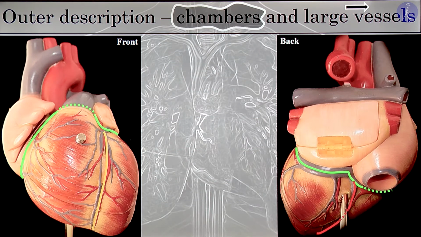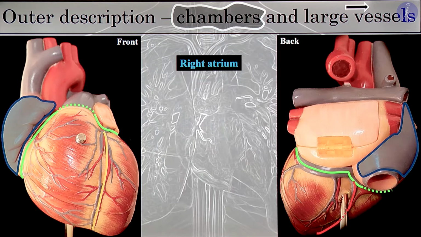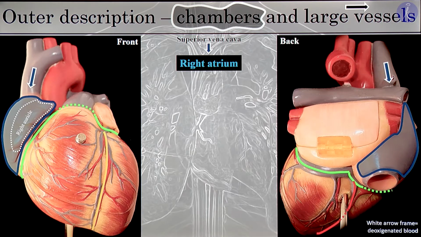After that, let's see the chambers and the large vessels of the heart. First of all, the right atrium, which is here on the front view and here on the back view. And here I would like to highlight an important part of that, what we call the auricle. Into the right atrium drains the superior vena cava, which is here and here on the back view. And from inferior direction comes the inferior vena cava. And as you can see in the corner, the white arrow frame always marks those kind of vessels which carry deoxygenated, so venous kind of blood.